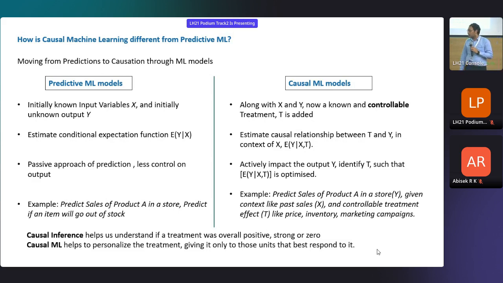So the causal inference, what we just discussed, was more around understanding the impact of any treatment, whether it's positive, negative, neutral, and so on. Whereas in causal ML, we are going to personalize the treatment. We want to understand which observational units it needs to be applied to so that the response is best.